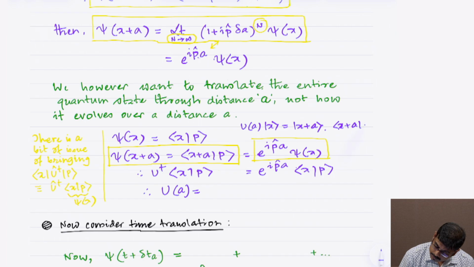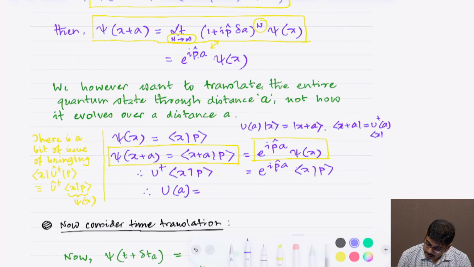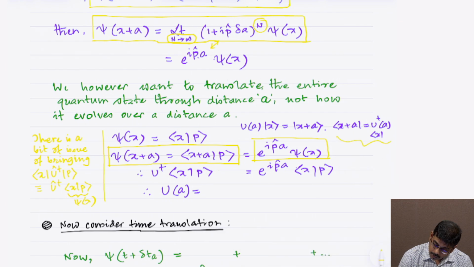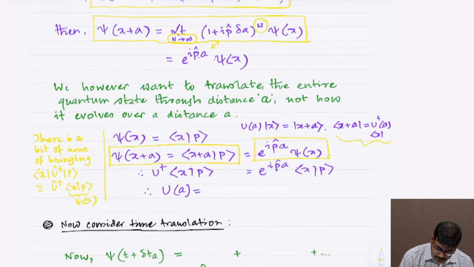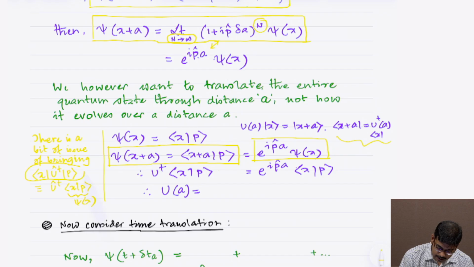So, this is x plus a equal to u dagger a acting on x, correct. So, therefore, if you substitute this back here in this expression, what you have is essentially something like this. This is essentially x u dagger p, and here I have brought the u dagger out and said that this is u dagger x p, and once again psi x is defined as x p, and so this gives me a form of u a.